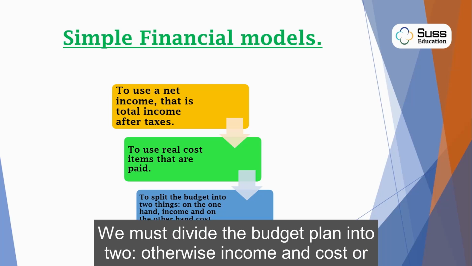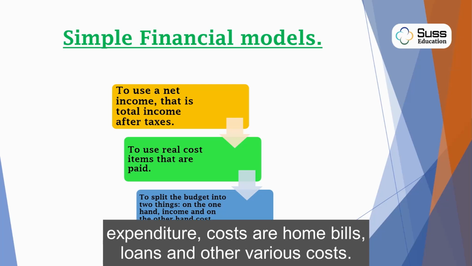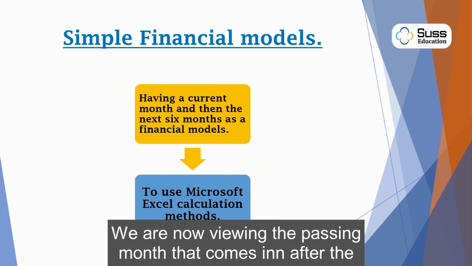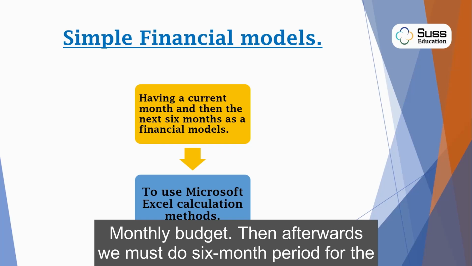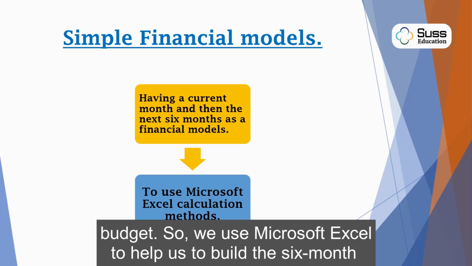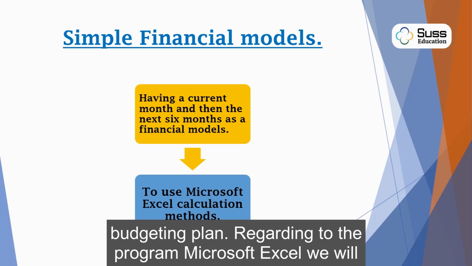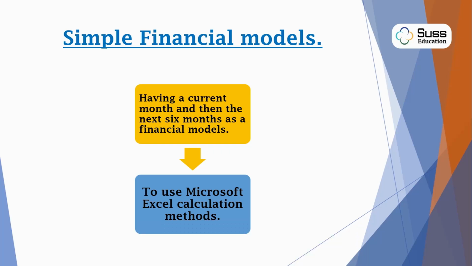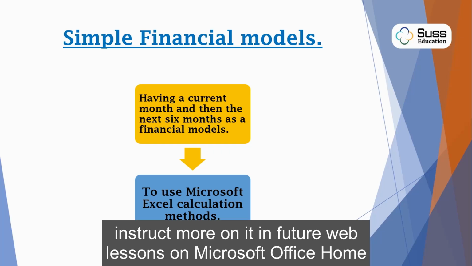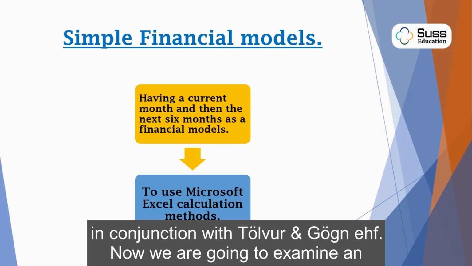We must divide the budget plan into two, otherwise income and cost or expenditure. Costs are home bills, loans, and other various costs. We are now viewing the passing month that comes in after the monthly budget. Then afterwards we have to do a 6-month period for the budget. So we use Microsoft Excel to help us build the 6-month budgeting plan. Regarding the program Microsoft Excel, we will instruct more on it in future web lessons on Microsoft Office Home in conjunction with Tölver Gogg AOF.